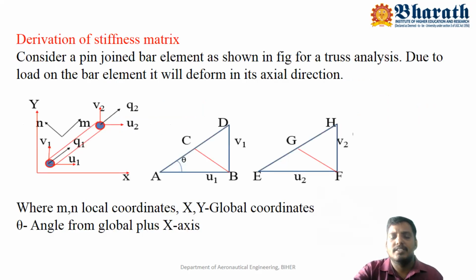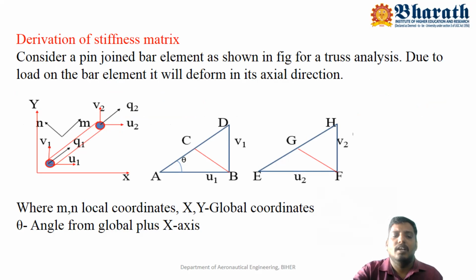So initially, the first step while going to finite element analysis is to derive the stiffness matrix. Let's consider a pin joint bar element as shown here for truss analysis. Due to load on the bar element, it will deform in the axial direction because the member carries only axial force. So due to application of this external loading condition, the member will have axial displacement, where the axial displacement at node 1 is Q1 and at node 2 is Q2.